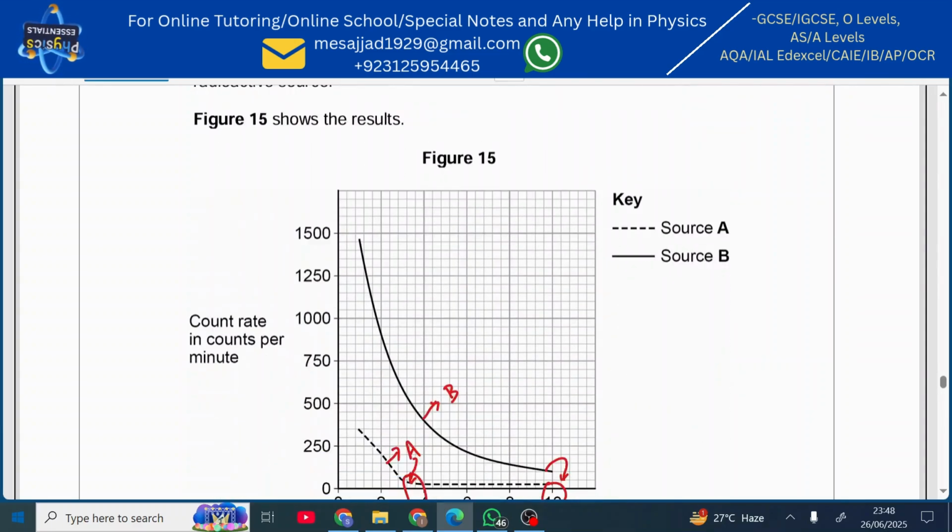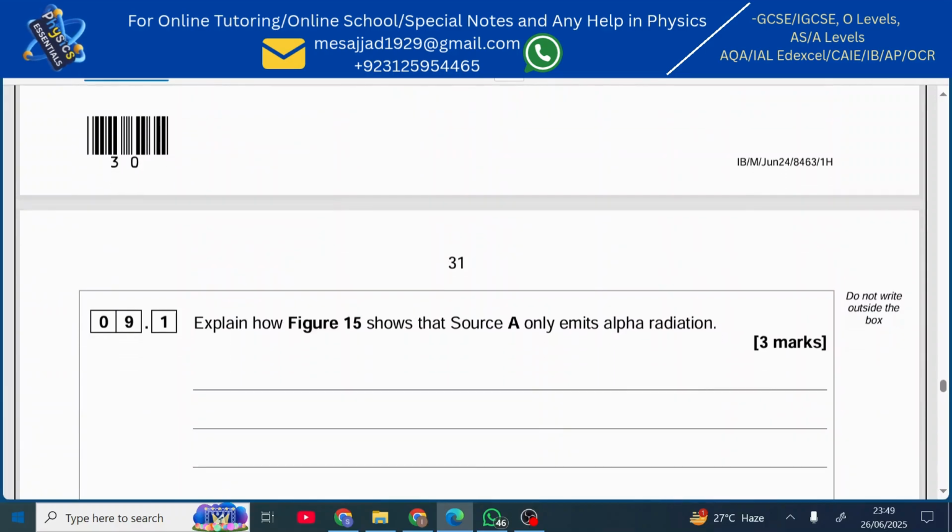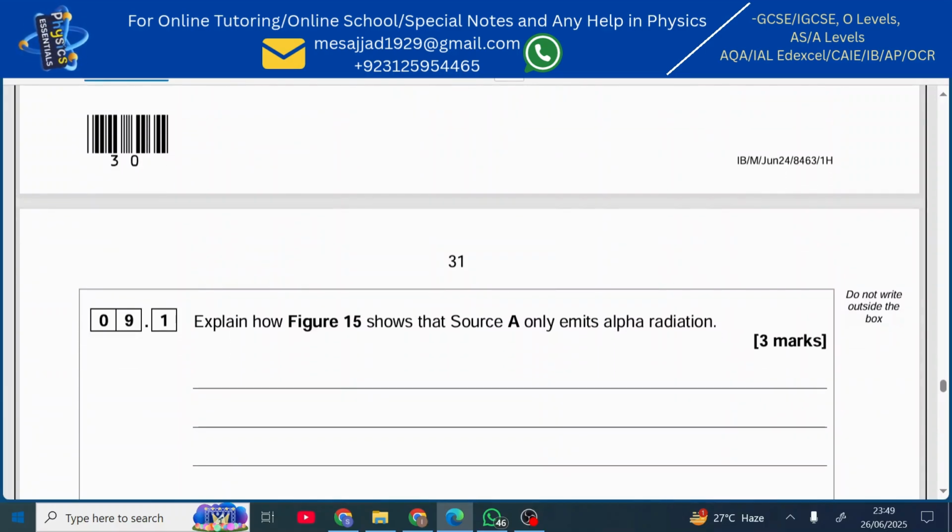you won't get any radiation or any counts in the detector, because the detector will be the one which will catch the alpha and plot them here. But since alpha are all blocked in the air, no alpha is reaching the detector, and you can see the graph is almost reaching the bottom. Okay, so that is the clue that alpha is shown by graph A.